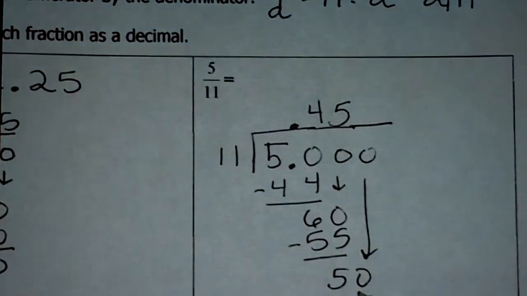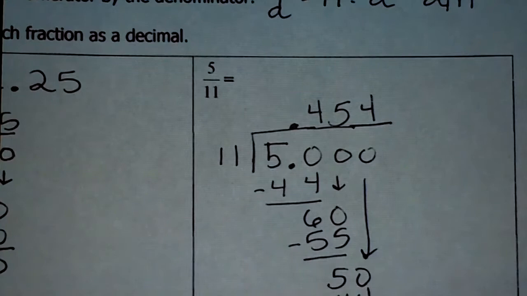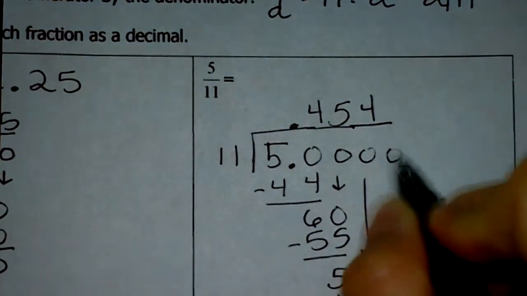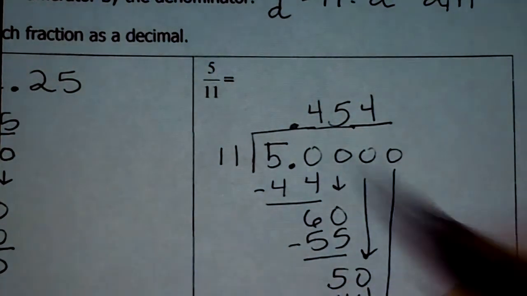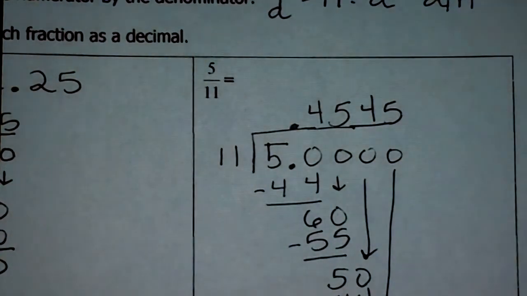11 goes into 50. How many times? 4 times. 11 times 4 is 44. We subtract. Get 6. Drop down another 0. And 11 goes into 60 5 times. Do you see what's happening here? It's going to keep happening, isn't it?